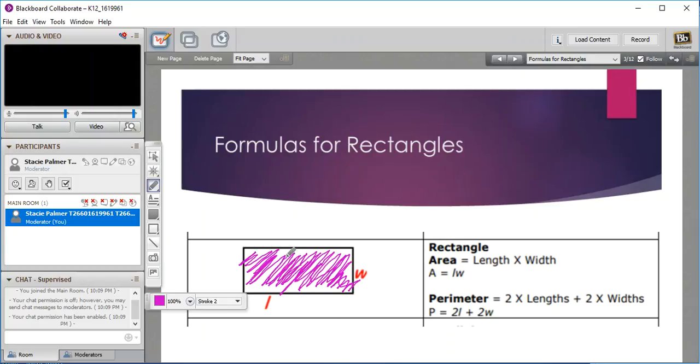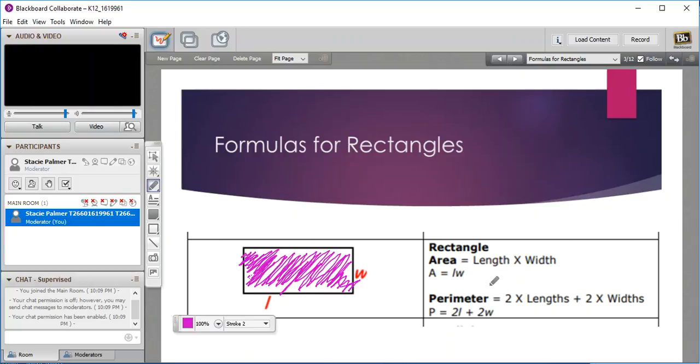You would use area if you wanted to figure out how much carpet you needed to buy if you wanted to carpet a room. Or you would use area if, let's say that you are getting grass for your yard, or you're going to be laying sod. You would need to know the area of your yard.